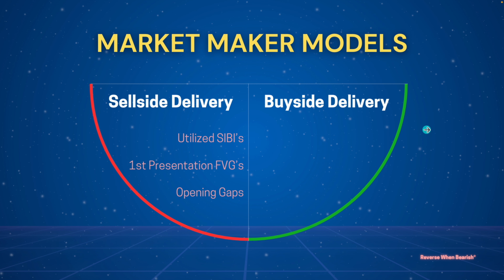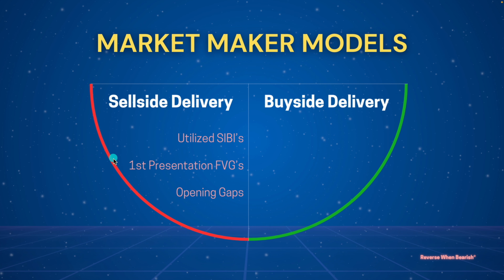Continuing forward, we want to see price go lower, and then assuming we're looking for a long setup or we are bullish, we're going to look at the left side of the curve, when we were seeing a state of sell side delivery, and identify a few things. Number one, utilize SIBIs. Of course, we'll look at examples in the charts, but we want to look at SIBIs, or bearish fair value gaps, that were used by the algorithm to push price lower.